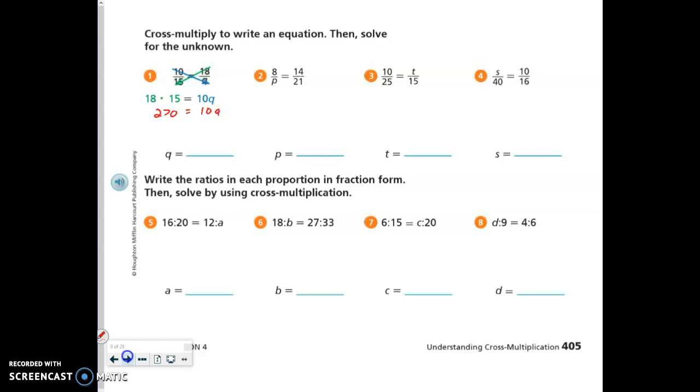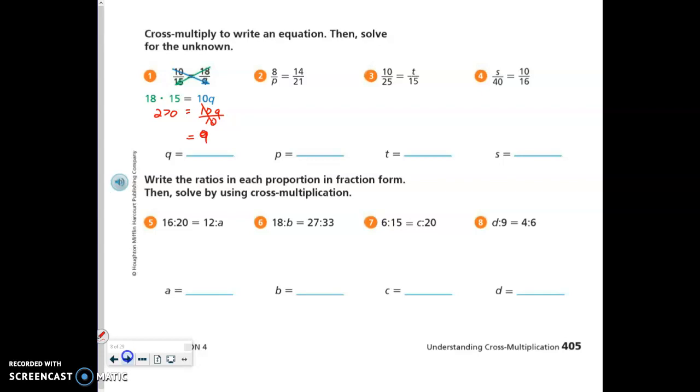But now we need to isolate that variable. We need to figure out how to get rid of that 10 so that Q stands alone on a side by itself. Well, to do that, I have to do its opposite. What is the opposite of multiplying by 10? I have to divide by 10. And those two things will eventually cancel themselves out, and it'll leave me with Q equaling something. I know that looks like a 9, but that is a Q.